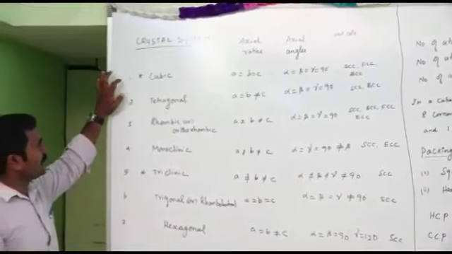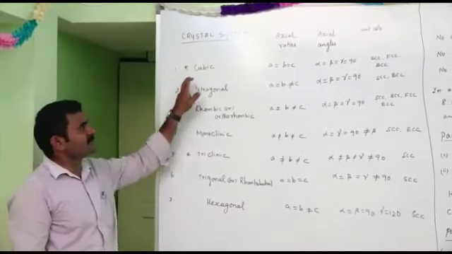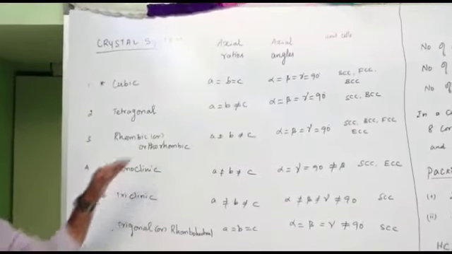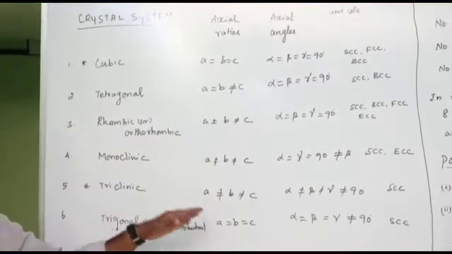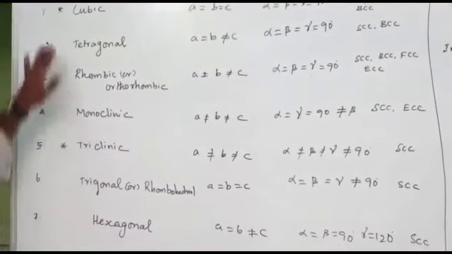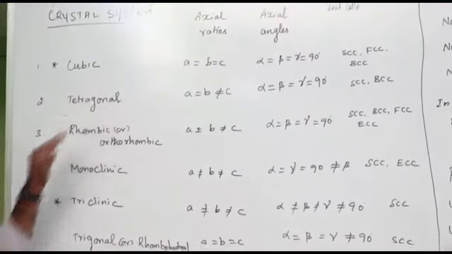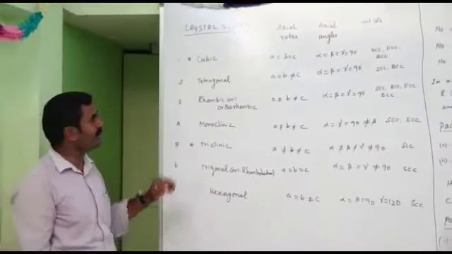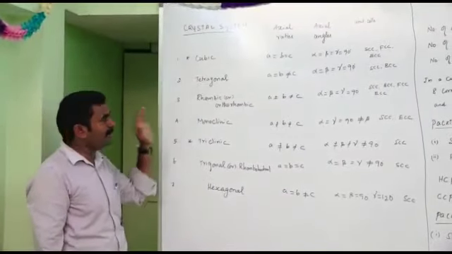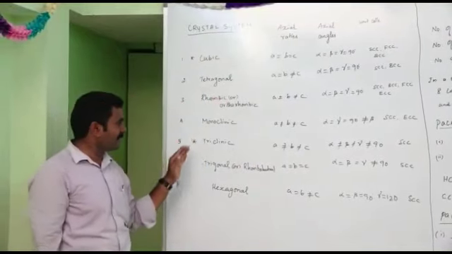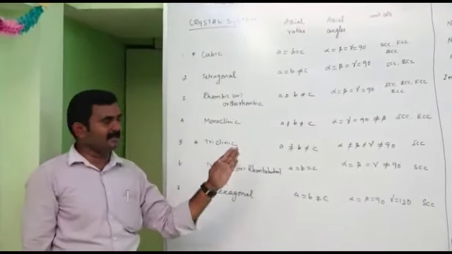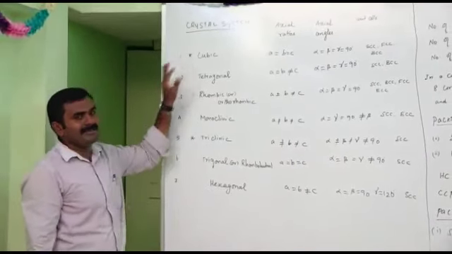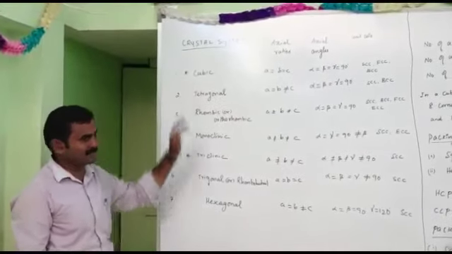From these, I have marked cubic and triclinic. In the cubic system, the bond angles and edge lengths are all equal. But for the triclinic system, the edge lengths are different and the bond angles are also different. So the cubic system is a symmetrical system and the triclinic system is an unsymmetrical system. Once again, cubic is symmetrical because edge lengths and bond angles are equal. In triclinic, all the edge lengths and all the bond angles are different, so it is unsymmetrical. There are 23 symmetry elements in cubic systems.